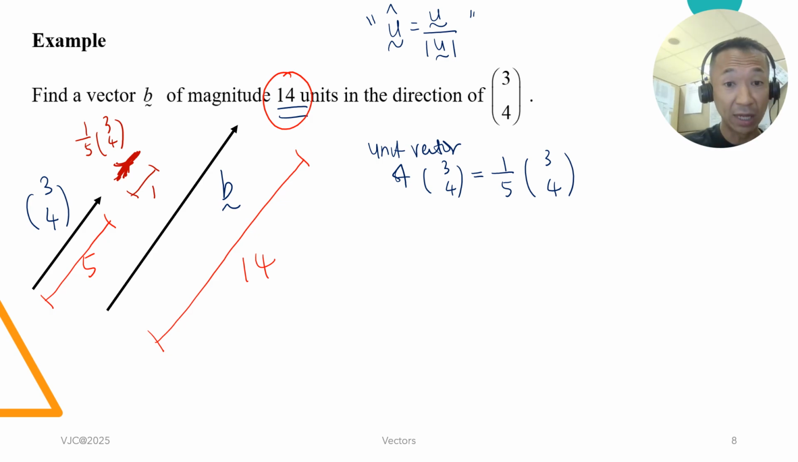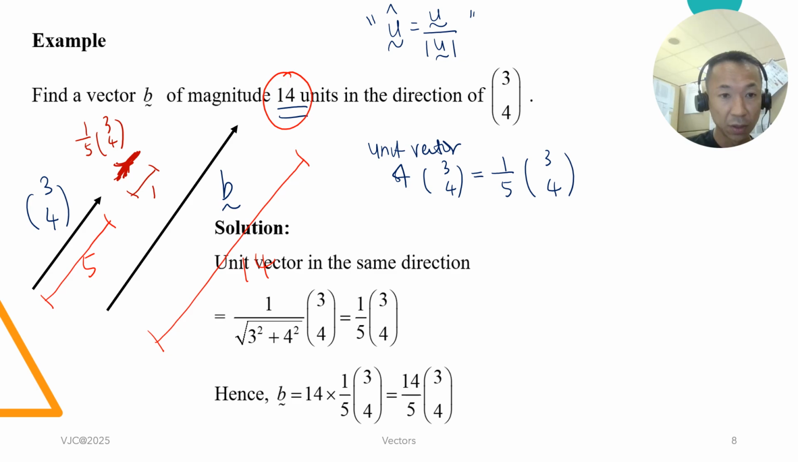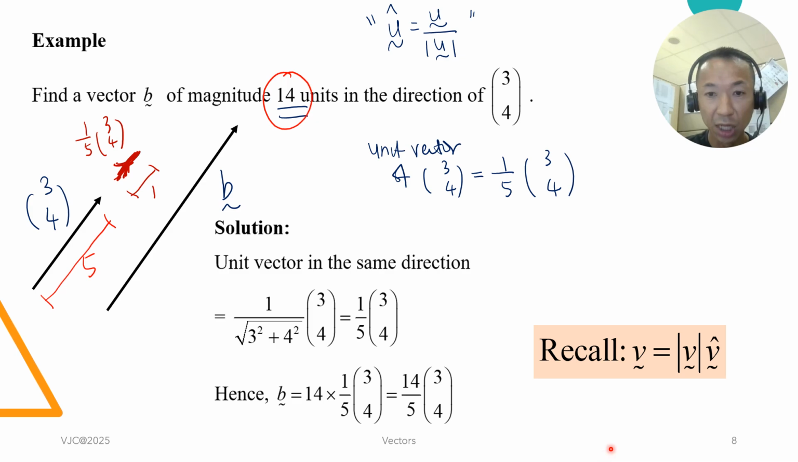So I think it's not difficult, all right, to then say this. Since we have found, this is the full solution here, we have found 1 over 5 times (3, 4), which is the unit vector. To find B, which is 14 times of this one, therefore you take 14 times of this one, you will get this. So the concept used here is essentially V equals the magnitude of V times the unit vector of V. So this is the exact concept that we are using.